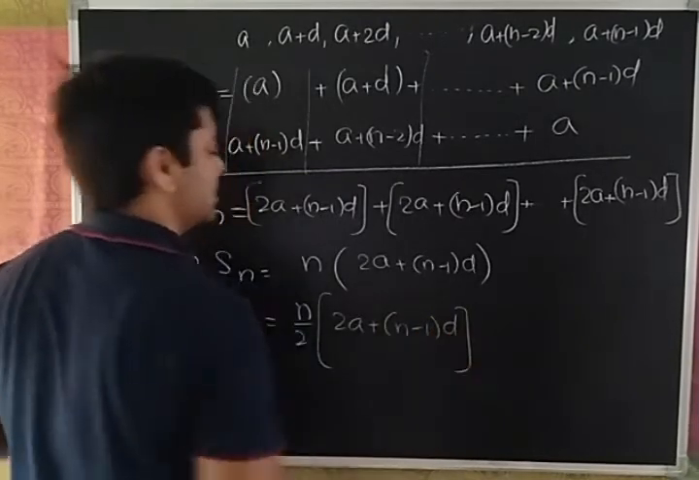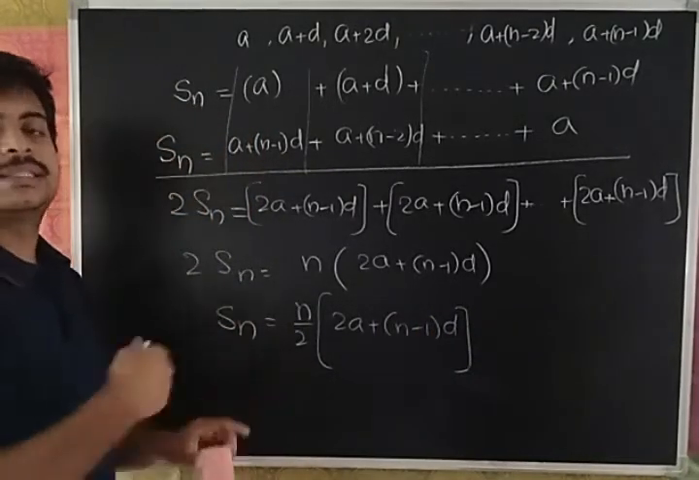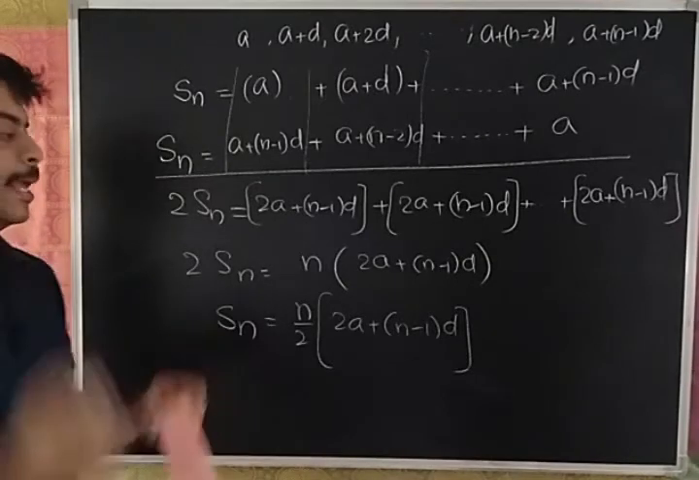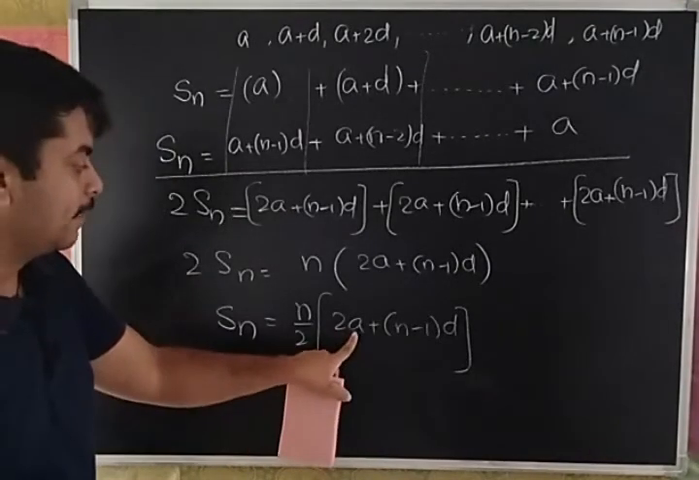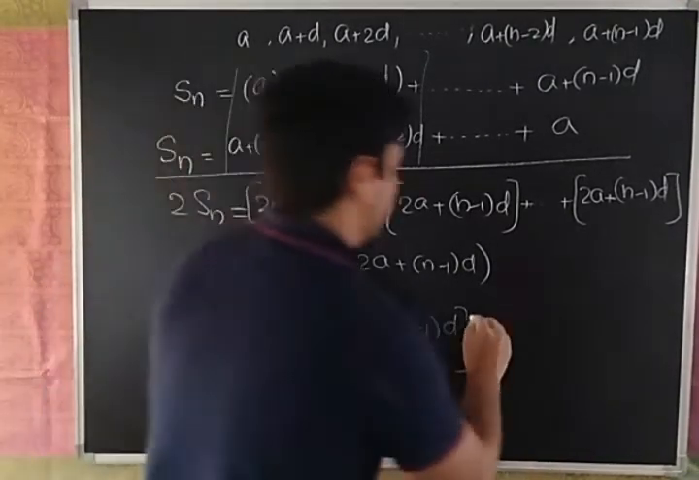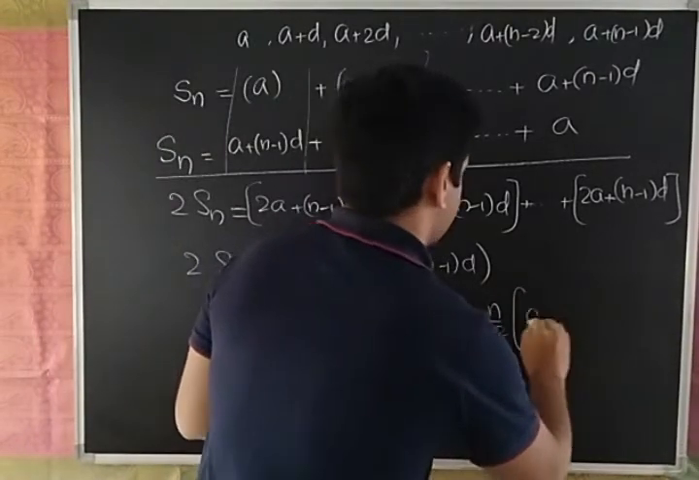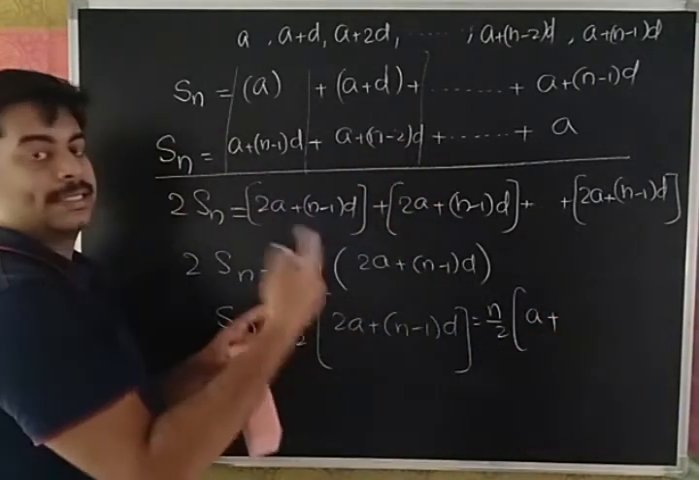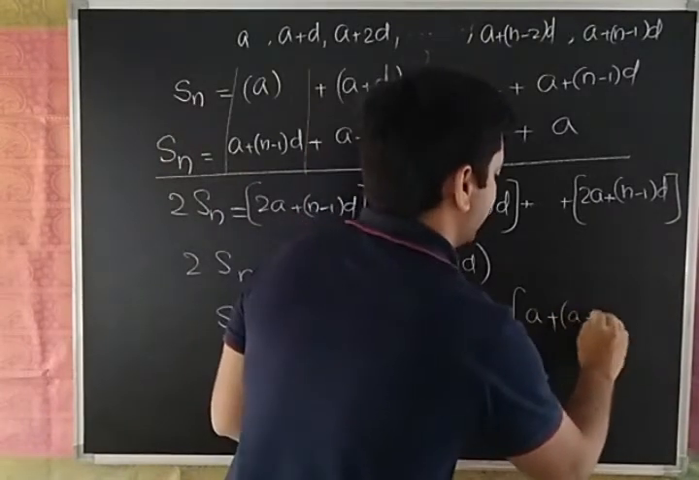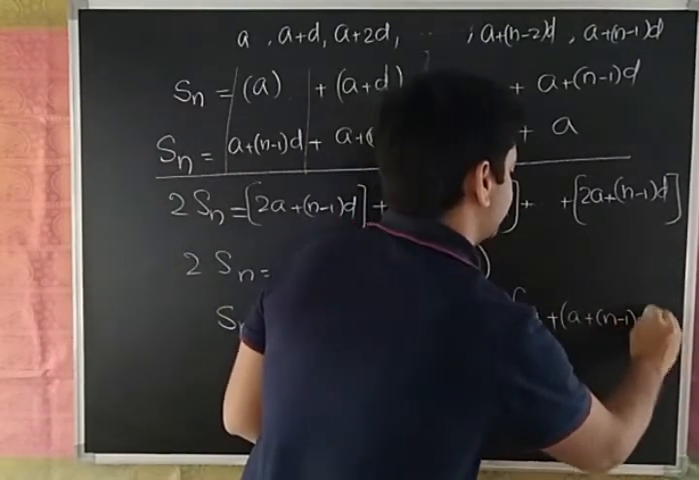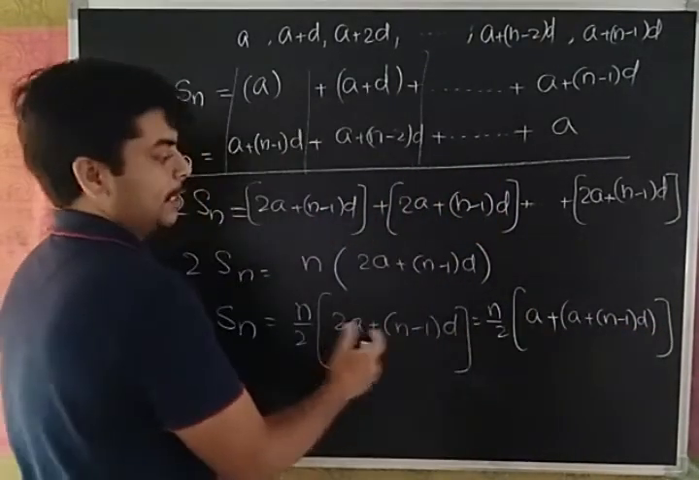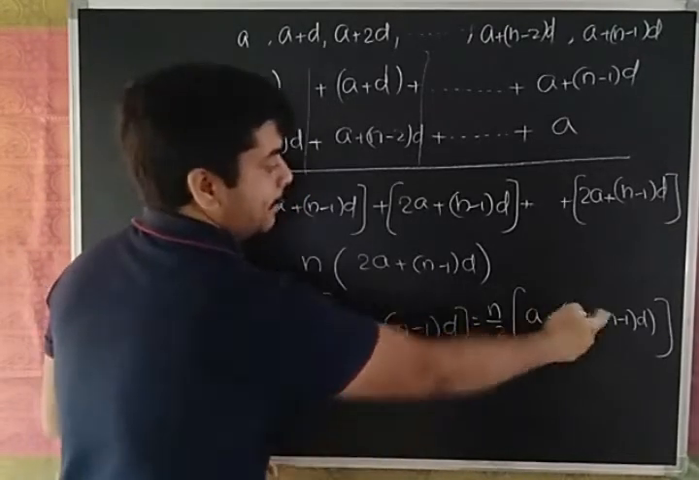So that is a simple formula to find the sum of n terms of an AP. Now, we can write this in another format, that is n by 2 into (a plus, I am writing 2a as a plus a, and this is a plus (n minus 1) into d).